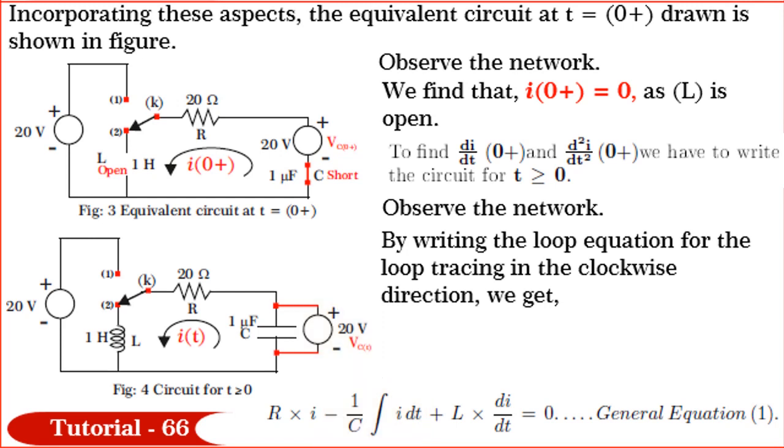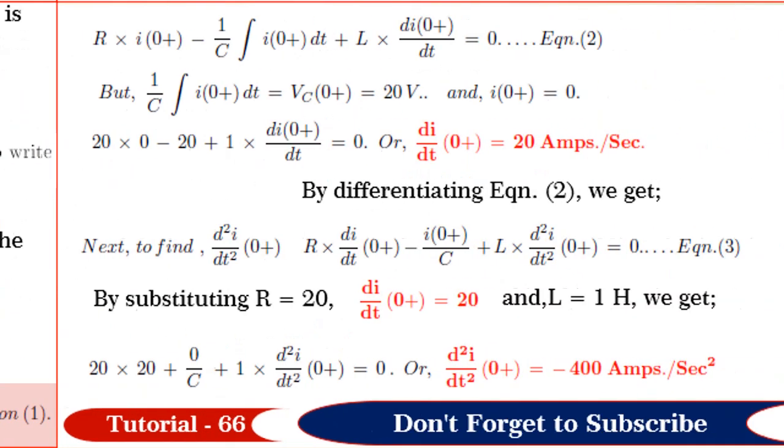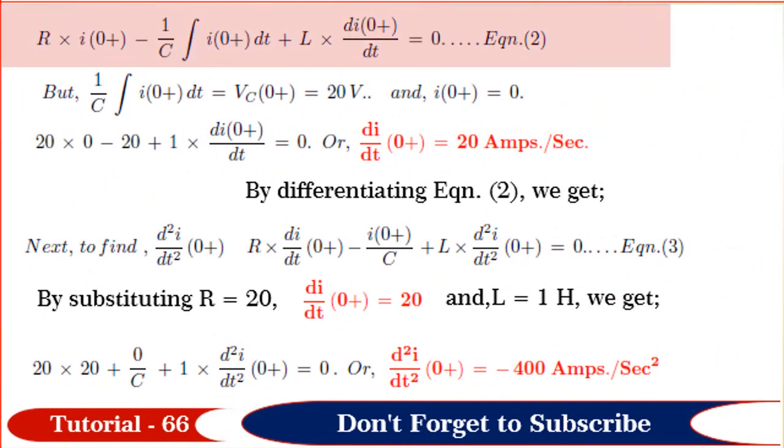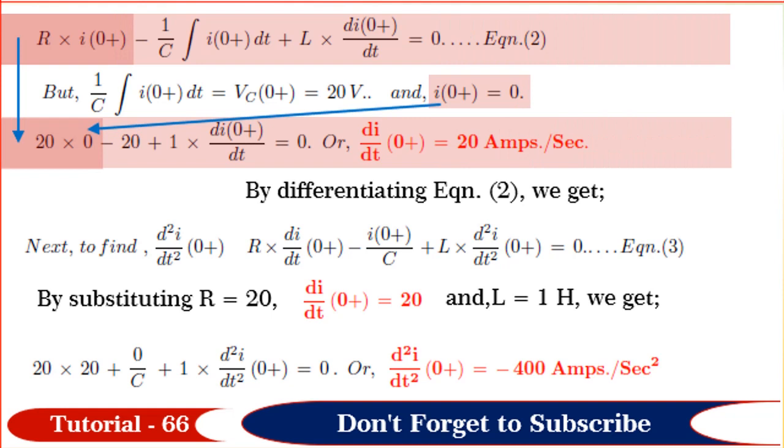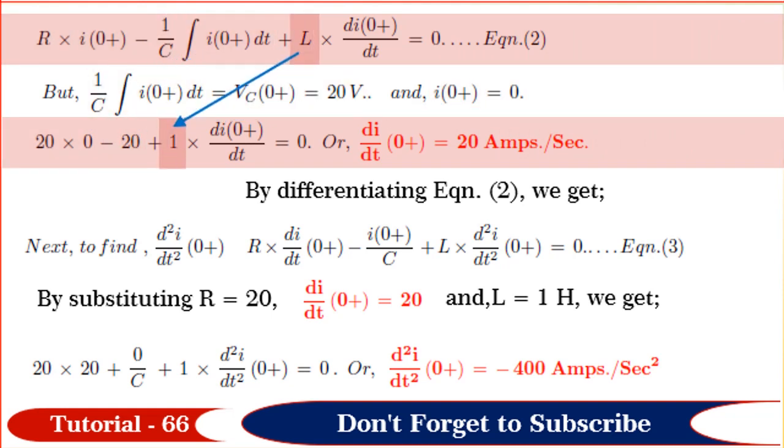Hope you understood it. Friends, equation 1 written is a general equation which holds good for all time t. Hence, it also holds good for t = 0+. By substituting t = 0+ in equation 1, we get equation 2. But we know (1/C)∫i(0+) dt is equal to VC(0+), which is 20 volts, and I(0+) is equal to 0. So, substituting these values in equation 2 and solving, we get di/dt at 0+ equal to 20 amperes per second.